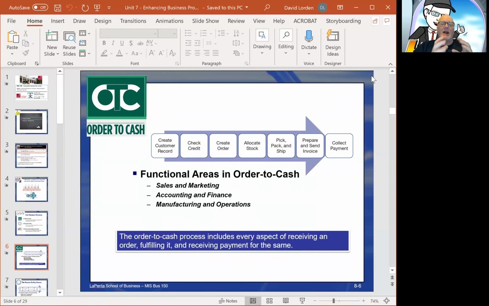The functional areas that are associated with this order to cash process are obviously sales, marketing, accounting, finance, and manufacturing and operations. So this is really more the core process of managing the relationship with the customer and ultimately getting the revenue capture from that.